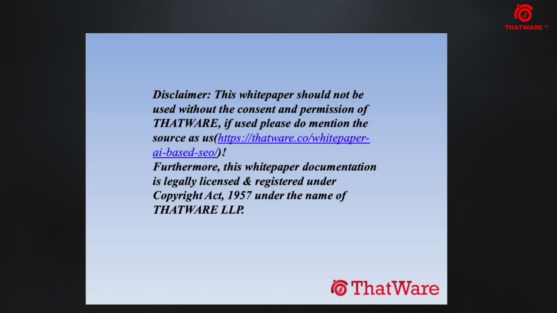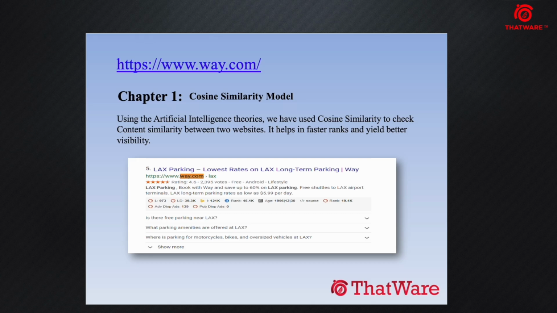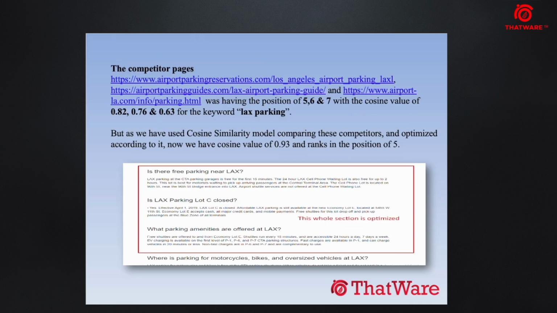So once again, just to cut it short, cosine gives a similarity signal between two websites. It helps in faster ranks and yields better visibility. So cosine similarity can help to understand which website has a better similarity score in accordance to the keyword that is used, and the process is very simple.